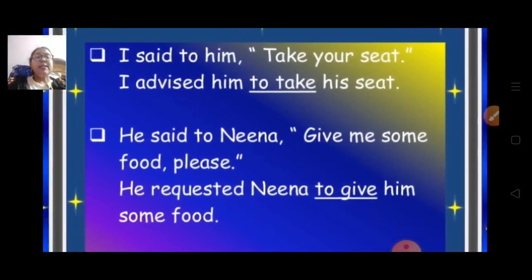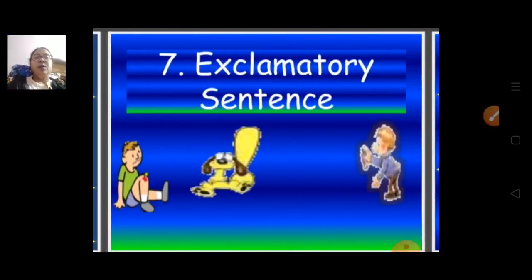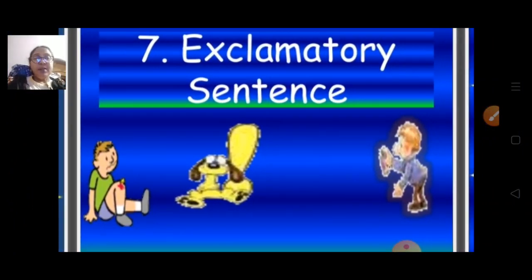So, I said to him, "Take your seat." I advised him to take his seat. He said to Nina, "Give me some food please." He requested Nina to give him some food. Now, because we have already discussed these imperative sentences, we are not going to revise this, just some pages we have seen. So now our topic today is exclamatory sentences.